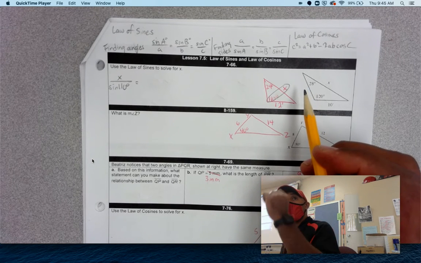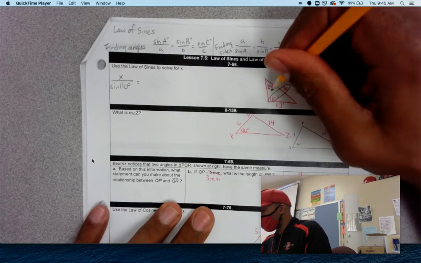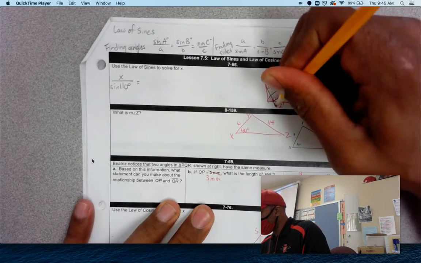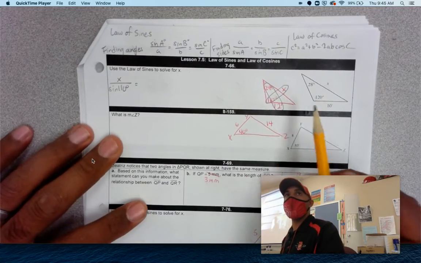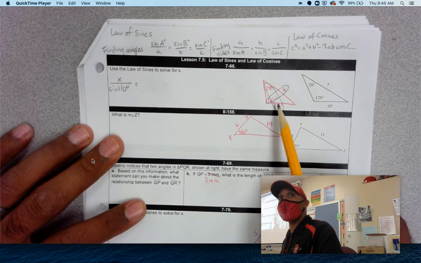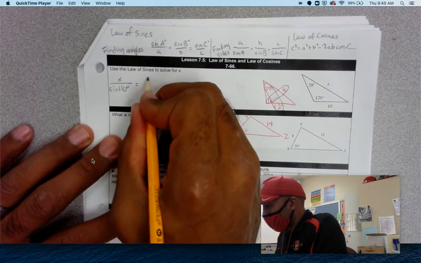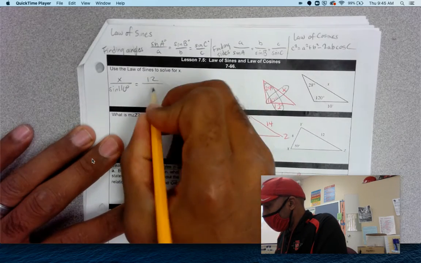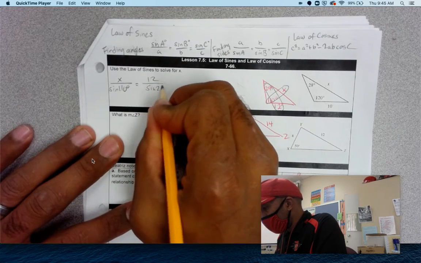You need to know both the angle and the side in order to do this. So that I have 24, which is opposite 12. So I wouldn't want to use a side where I don't know an angle or don't know one of the sides. You need to know both. Okay, so remember I put the side on the top and then the sine of that angle, the opposite angle, on the bottom.